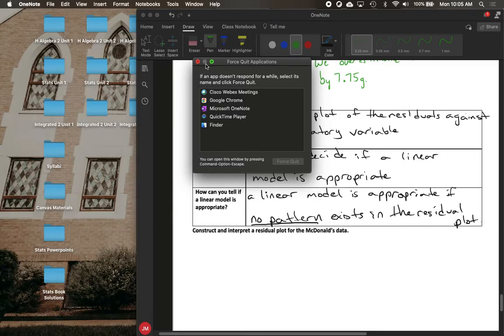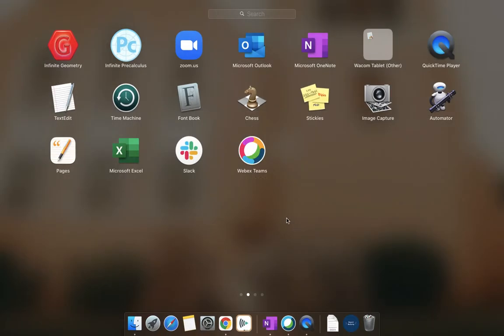As we have to force quit out of that. Here we go. Cool. And then let's go ahead and reopen it.